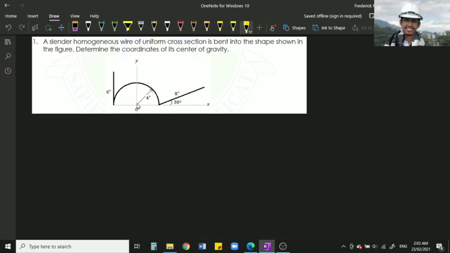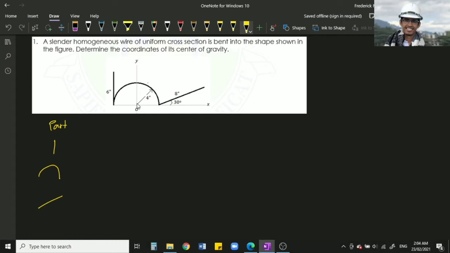So mag-drawing tayo ng figure. So first is yung mas maganda pag i-table natin. Okay? So this will be part. So yung first is yung vertical line. Second is yung semicircle natin. Third is yung inclined line natin. Okay? And kunin natin yung length natin.